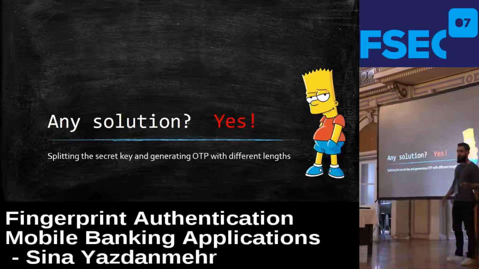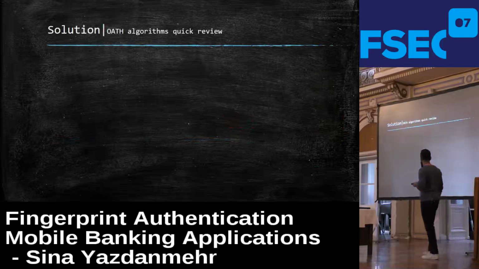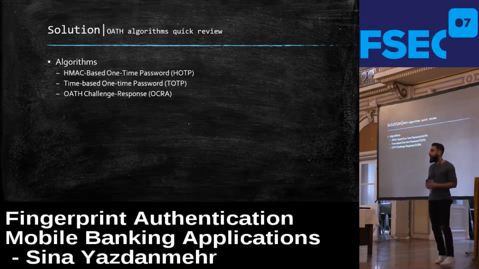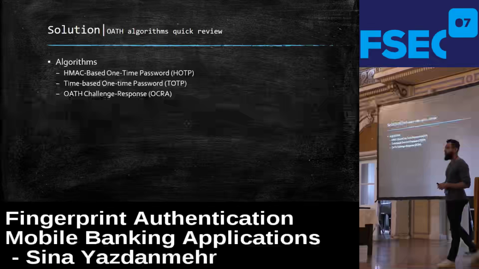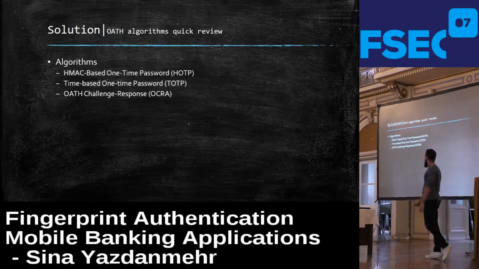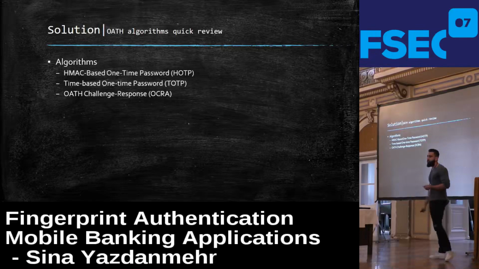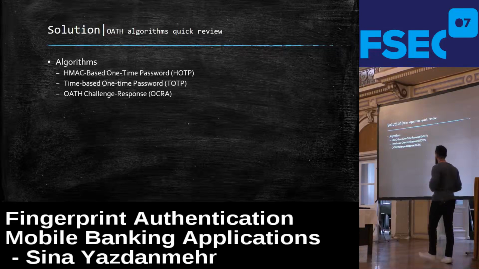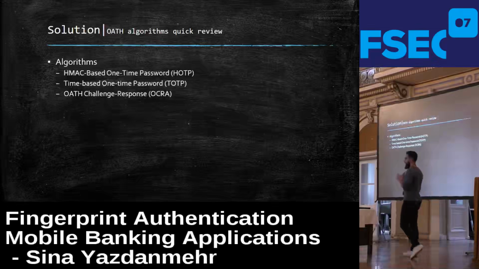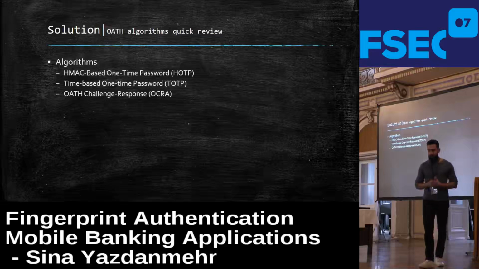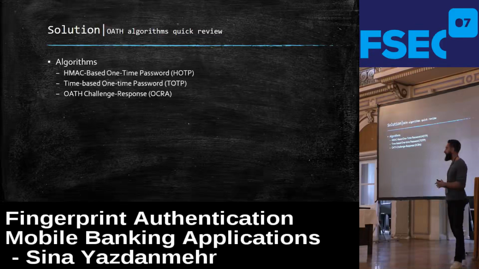and use each part for each type of authentication. How? Let's have a quick overview first of the OAuth algorithms which are used for generating the OTP. There are three famous algorithms: HMAC-based or time-based, which usually is used for login and based on some factors, or challenge-response, which usually is used for MAC authentication and generating a response in order to sign a transaction.